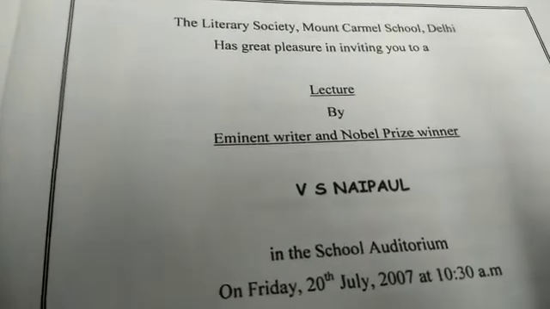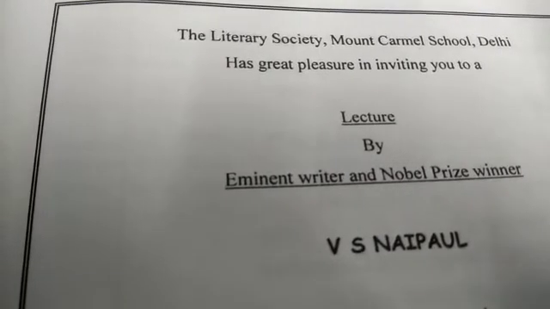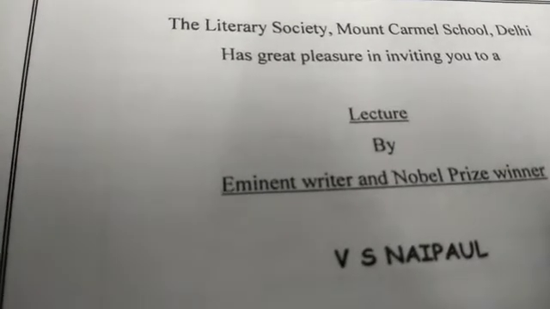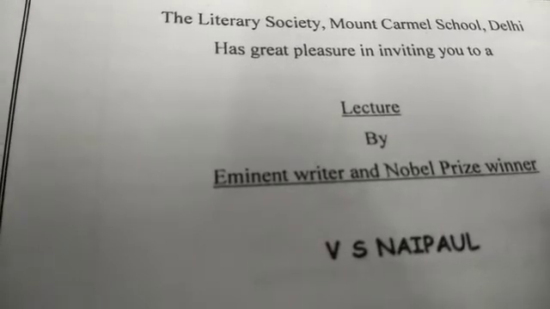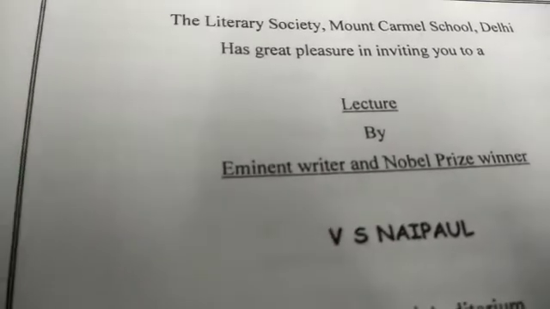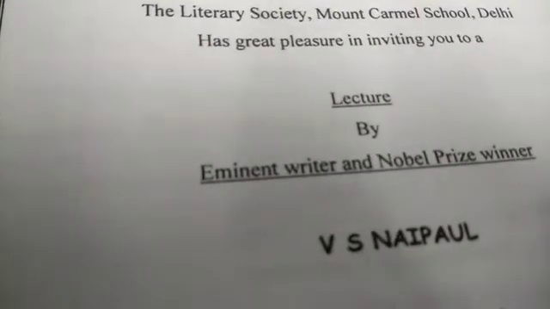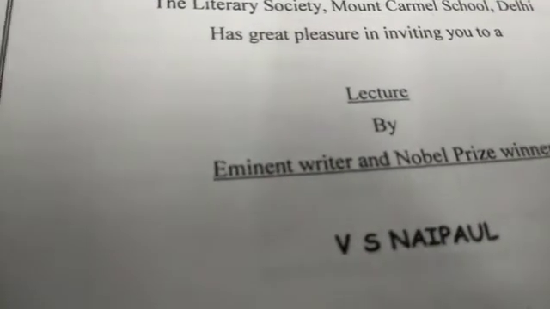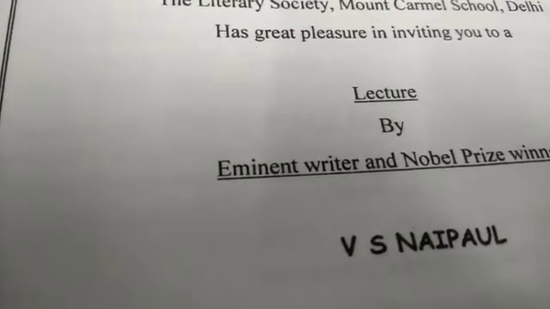Now the first sentence. First of all, you see this invitation is in a box. Who is inviting? Usually it is the organization. The Literary Society, Mount Carmel School, Delhi. You don't have to put the punctuation marks in the end, but in the middle you can put. Has great pleasure in inviting you, which means you are tendering a polite line to invite the people.